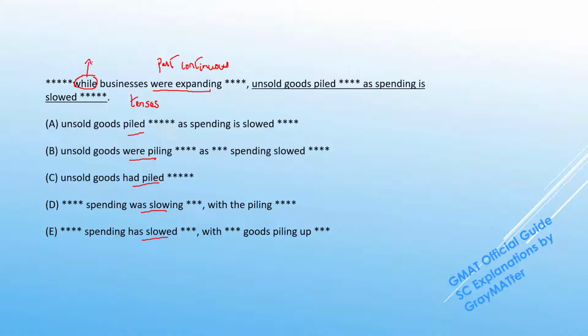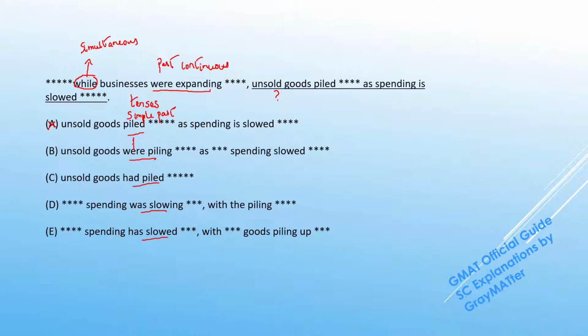And this while is a preposition used to indicate simultaneous occurrence of events. So while businesses were doing this, what was happening to unsold goods? Should we use the simple past tense piled? So while businesses were expanding, unsold goods piled. Now this would not be appropriate because you want to indicate that when there was a past continuous action happening, there was another past continuous action happening simultaneously. So A goes off.